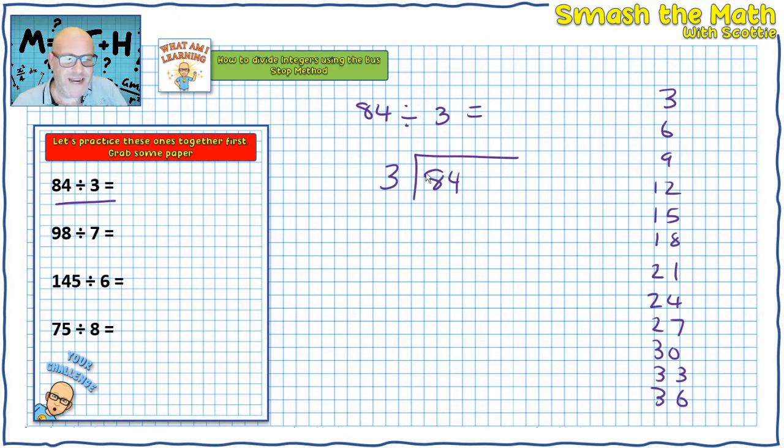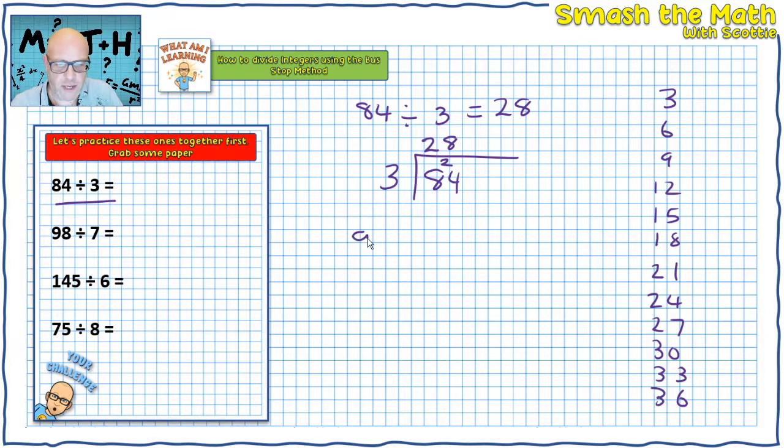So how many 3s are in 8? Well, there's 2. And the difference, or the remainder between 8 and 6 is 2. So we're going to carry our 2 and put it there. And then we say, how many 3s are in 24? Well, it's easy with the times table down here. We go 1, 2, 3, 4, 5, 6, 7, 8. And there's no remainder, so we're done. That's the answer. So 84 divided by 3 is 28. Okay? Right, they get a bit trickier, and we'll see in a minute.